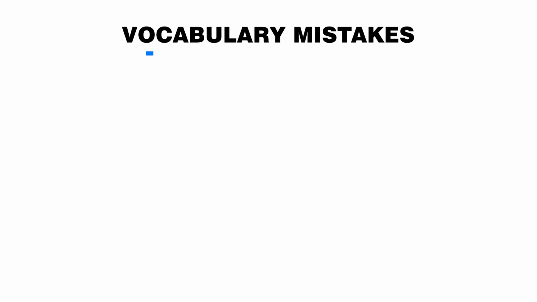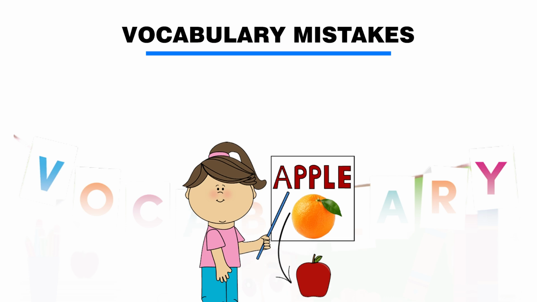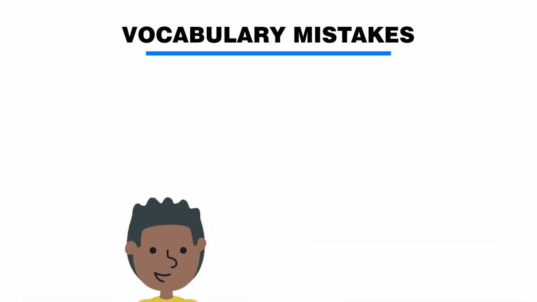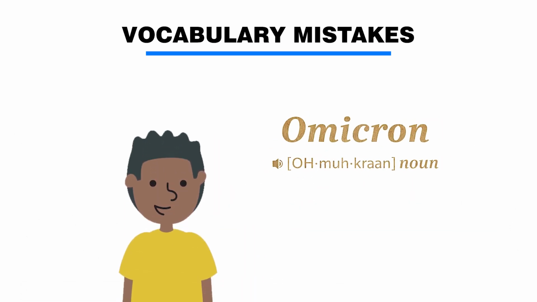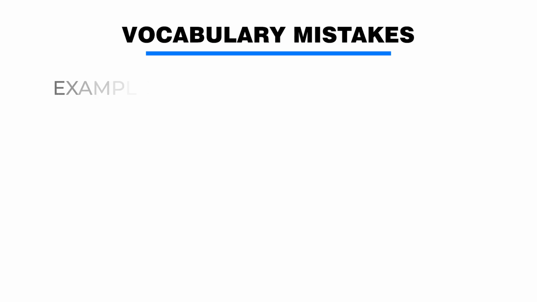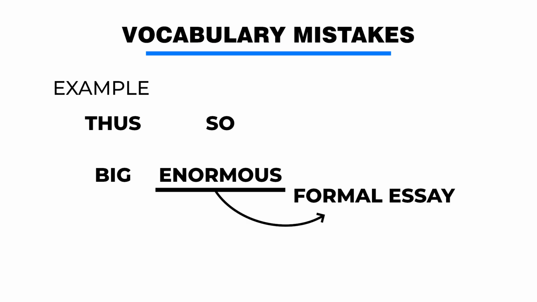Lastly, let's address vocabulary mistakes. English has a vast vocabulary and it is easy to misuse or misunderstand words, especially if they have multiple meanings or nuances. One common mistake is using words out of context or choosing overly formal language in informal situations. For example, using "thus" instead of "so" in casual conversation or "big" instead of "enormous" in a formal essay. Pay attention to the context in which words are used and choose appropriate vocabulary for the situation.